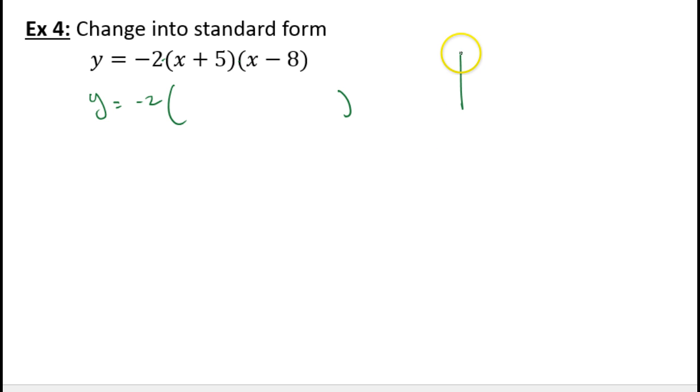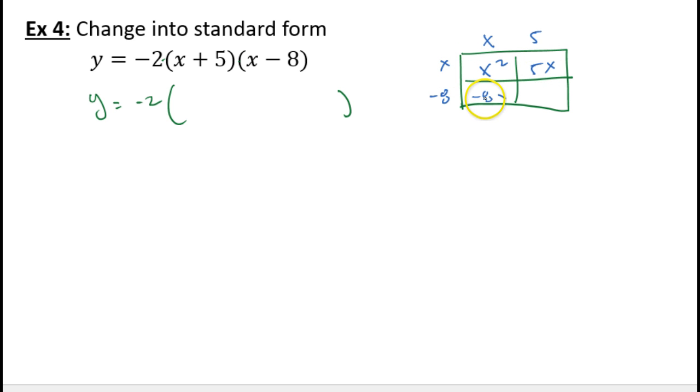So for this one, I'm going to change it up a bit and just use the box method. I know some of you guys are real box method fans. So here we go. My first binomial is x plus 5. My second one is x minus 8. I'm just going to fill in my boxes. x times x, x squared, 5x, negative 8x, and then 5 times negative 8 is negative 40.